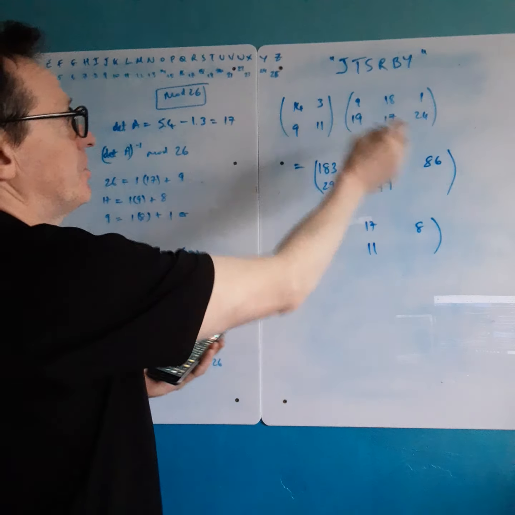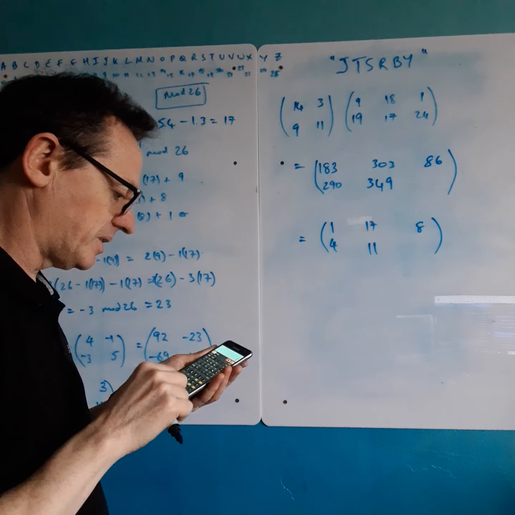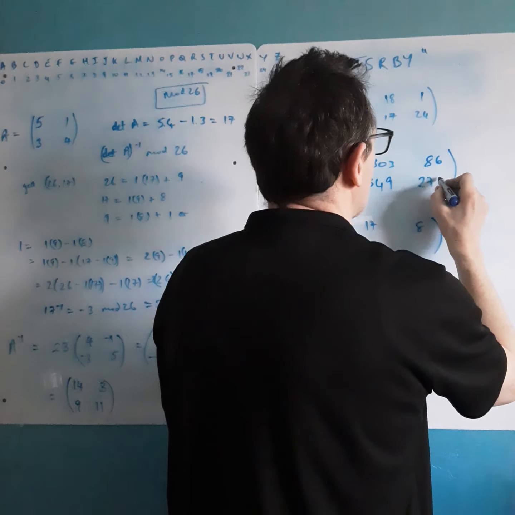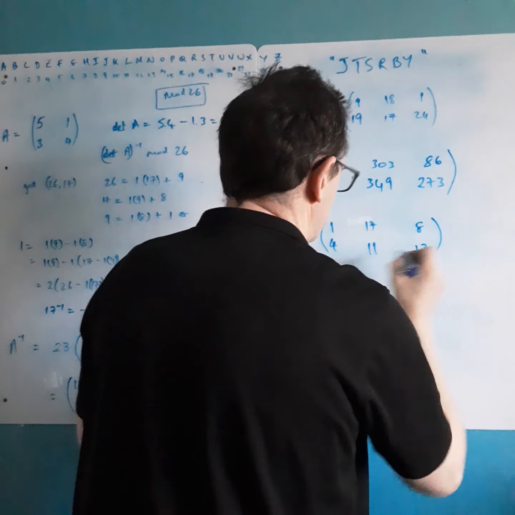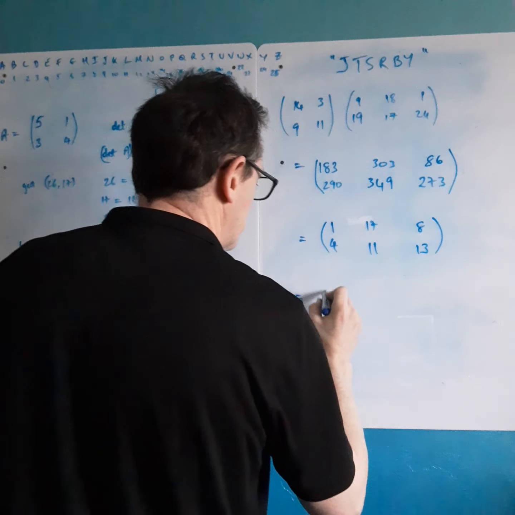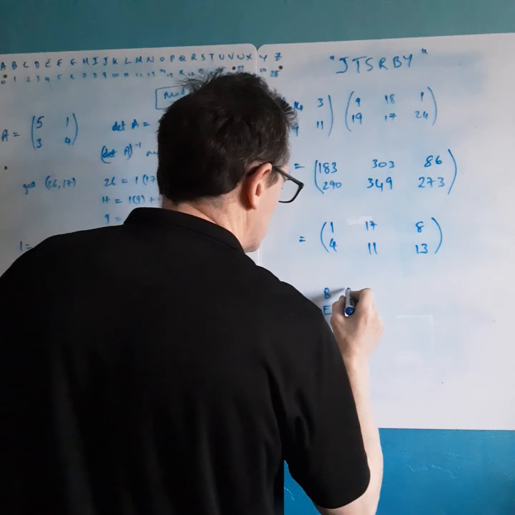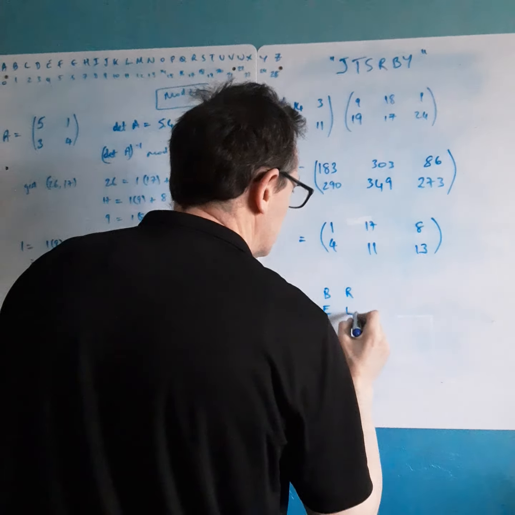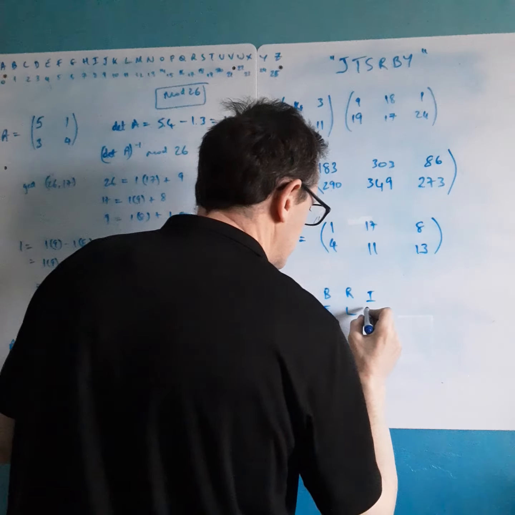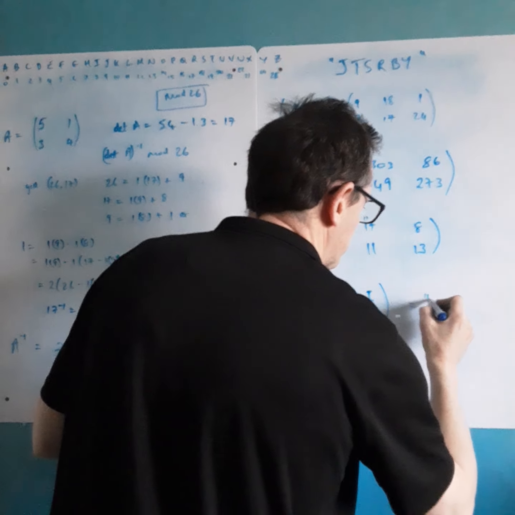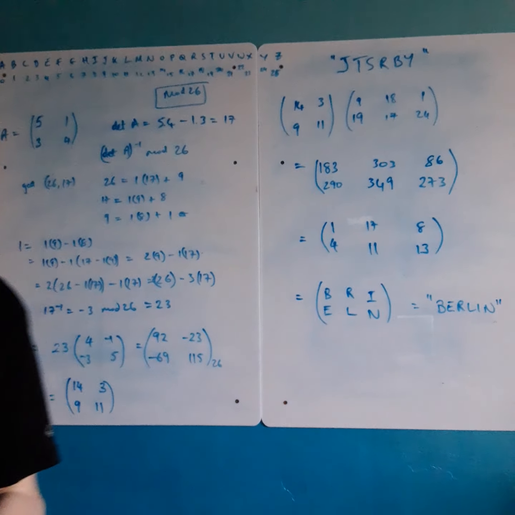And finally, 9 by 1 plus 11 by 24. 11 times 24 plus 9 is 273. And well, 260 goes in, so that's 13. So let's see what this gets. 1 is B, 4 is E, 17 is R, 11 is L, 8 is I, and 13 I'm hoping is N. So it's equal to Berlin. And that's that question. Cheers.